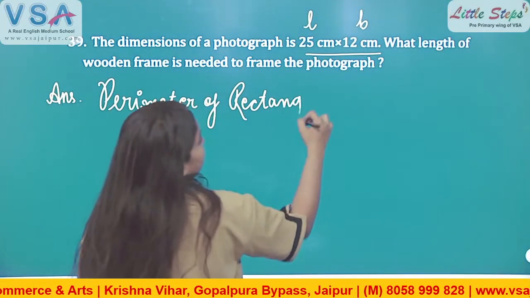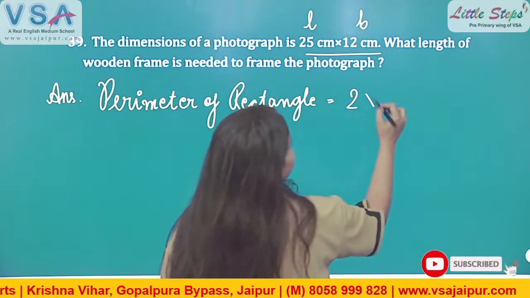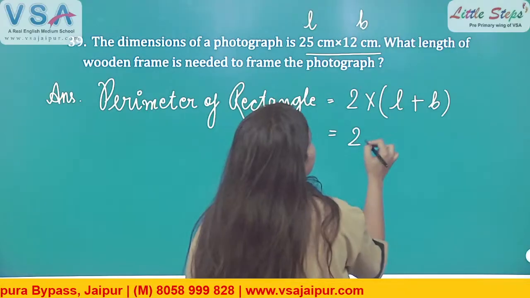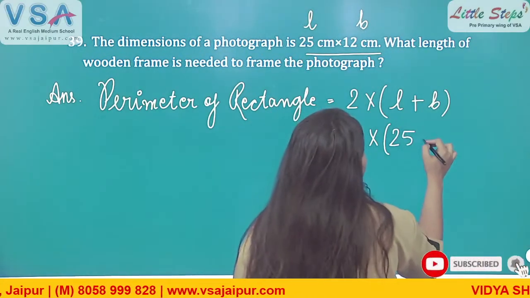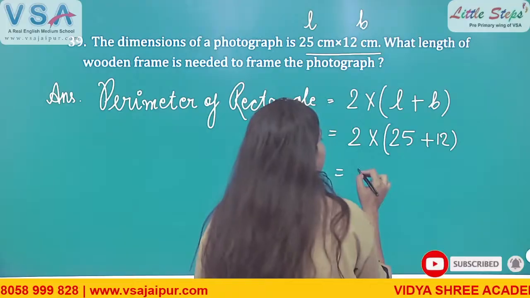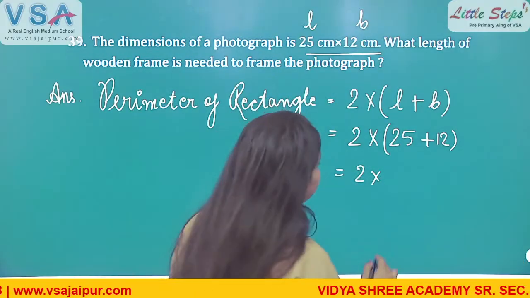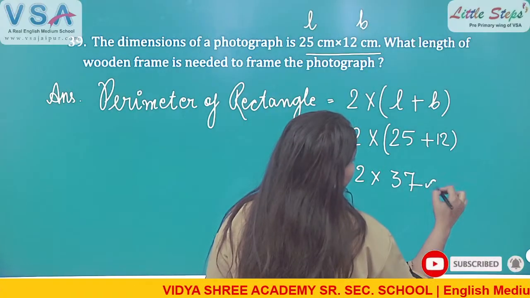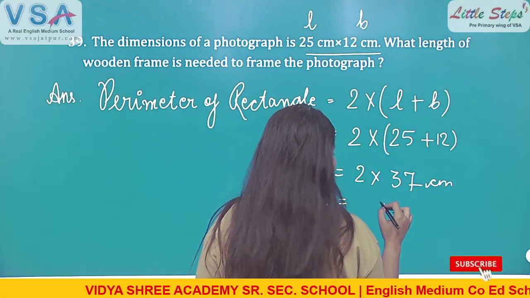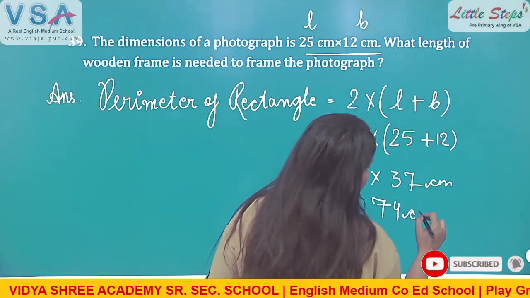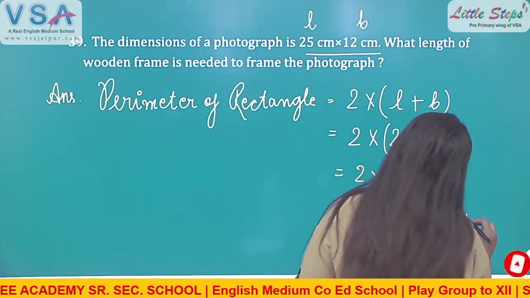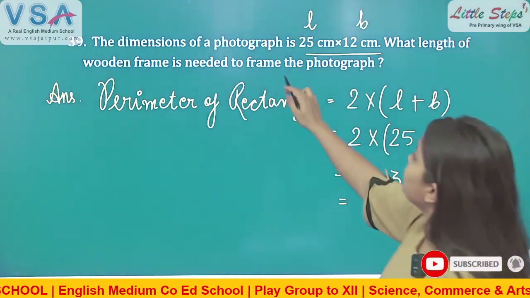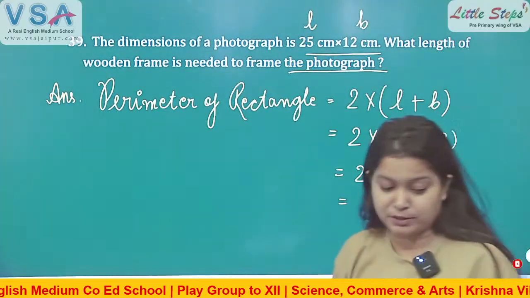What we have? 2 multiply length plus breadth. 2 multiply 25 plus 12, that is 37 centimeter, and we have 74 centimeter is the answer of the question. Hence, we can write, hence the length of wooden frame needed to frame the photograph is 74 centimeter.